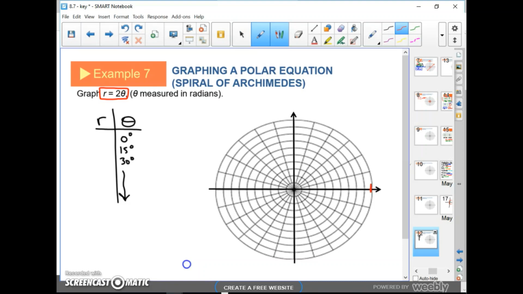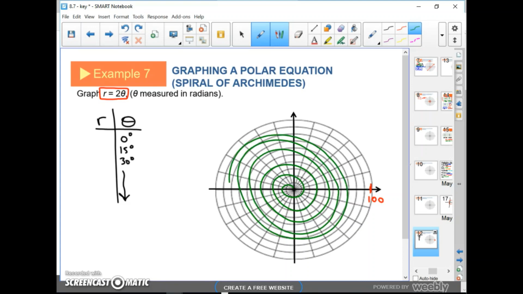But notice we have to go out to like 100, so let's change the scale. Okay, let's change the scale, and then we're going to go around 1, 2, 3, 4, 5, 6. That's not perfect by any stretch, but that's a decent indication of what it looks like. Feel free to take your time and do a little bit better job, but I'm not going to force you to be super accurate on that.